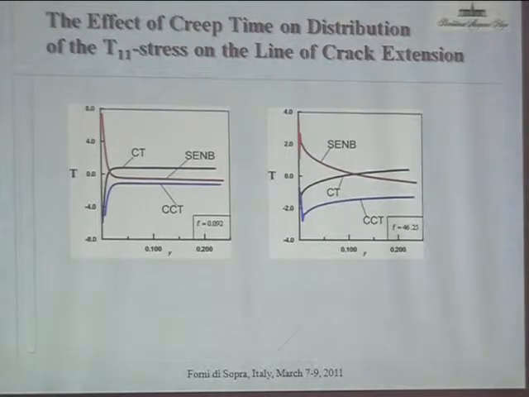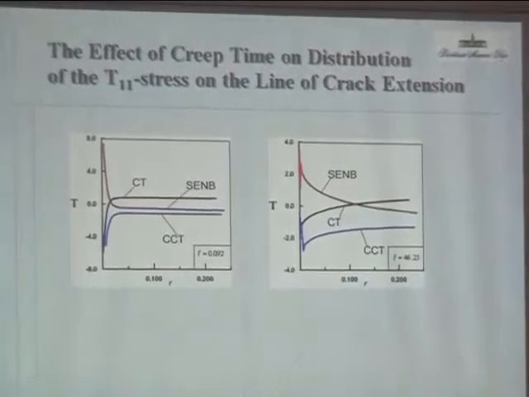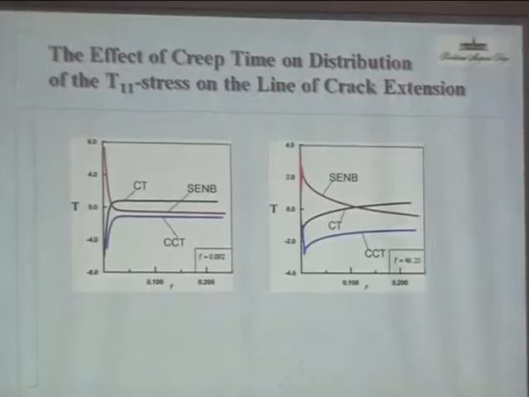Also, it should be noted that T11 stress decreases significantly with increase of creep time for all specimens. It means that the in-plane constraint is lost when the non-linear strain state changes from small-scale creep conditions to extensive creep conditions. Because you can see that line number one corresponds to small-scale creep conditions. It's like quasi-static conditions.